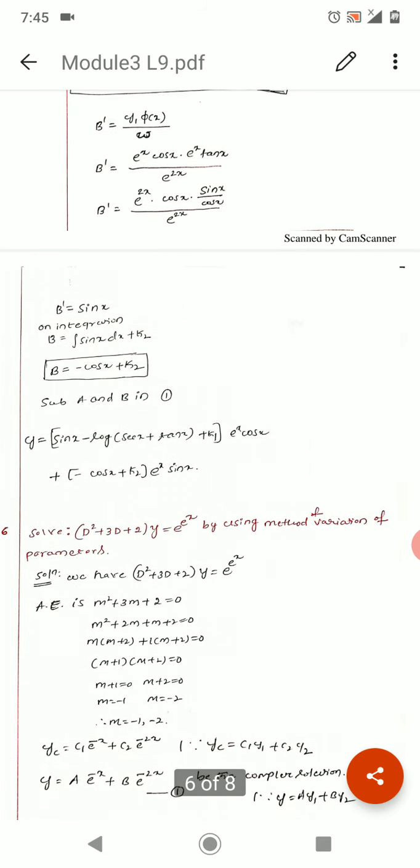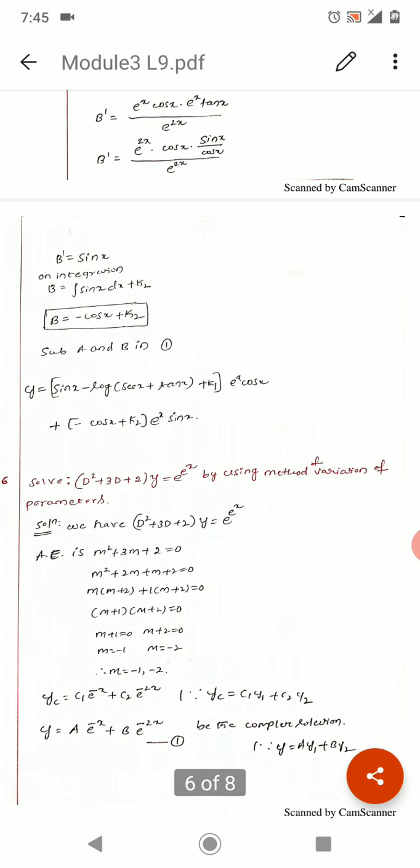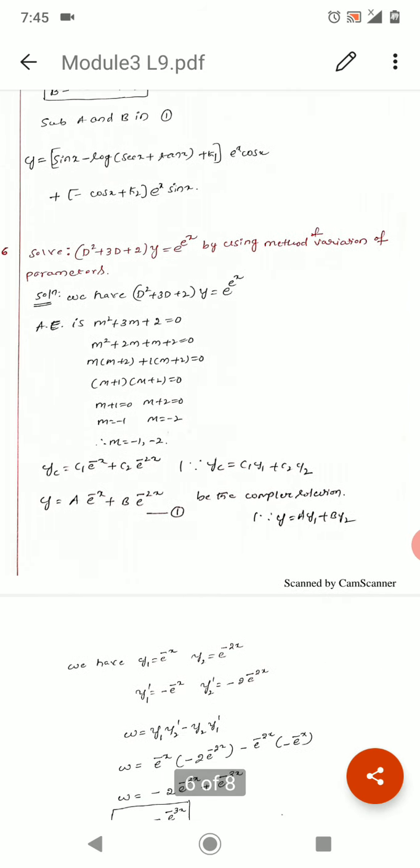So on integration, we obtain b is equal to integration of sin x dx plus k2, which is equal to minus cos x plus k2. Integration of sin x is minus cos x. Now substitute the values a and b in equation 1. We get y is equal to sin x minus log of secant x plus tan x plus k1, into e power x cos x, plus minus cos x plus k2, into e power x sin x. That is the complete solution.